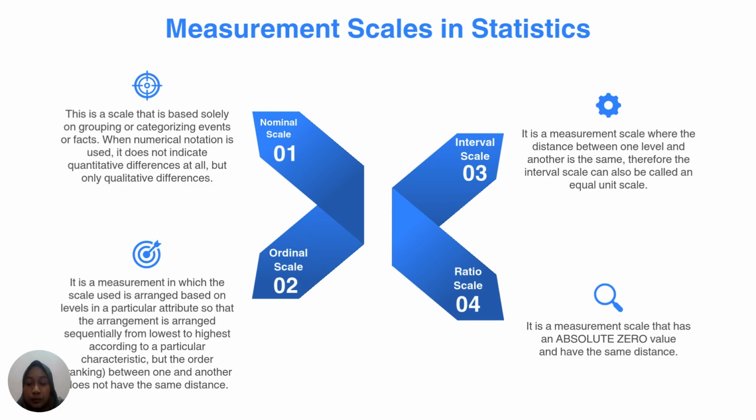And the third, interval scale. It is a measurement scale where the distance between one level and another is the same. Therefore, the interval scale can also be called an equal unit scale. And the fourth, ratio scale. It is a measurement scale that has an absolute zero value and has the same distance.